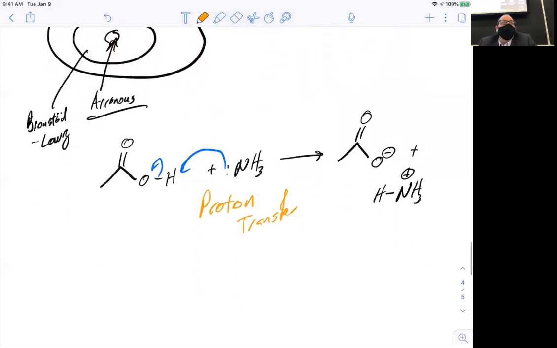So under Bronsted-Lowry, if we have a proton moving, then we have an acid-base reaction. So that expands it a little bit. Here, I'm not forming water. I'm forming ammonium, but I've had a proton change. So this is an acid-base reaction.